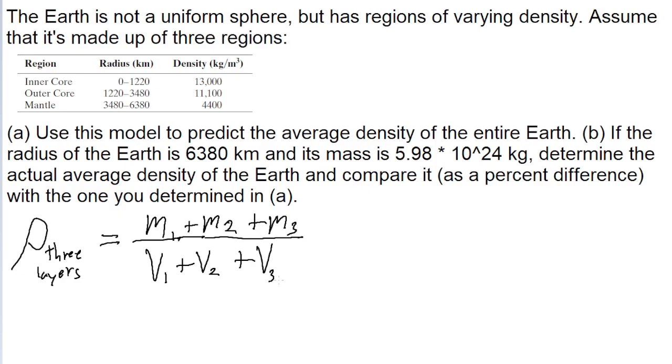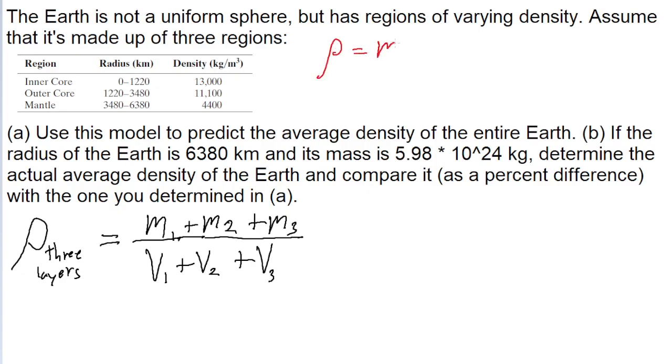And unfortunately for us, it has to get a little bit more complicated than this because we're not given all the information that we need in order to just plug in some numbers. Because we're not given the actual masses of those regions, and we're not given the actual volumes of those regions either. So first off, let's focus on the numerator. In the numerator, we have m1 plus m2 plus m3. We don't have the masses, but we can figure out the masses by using, ironically, the density equation.